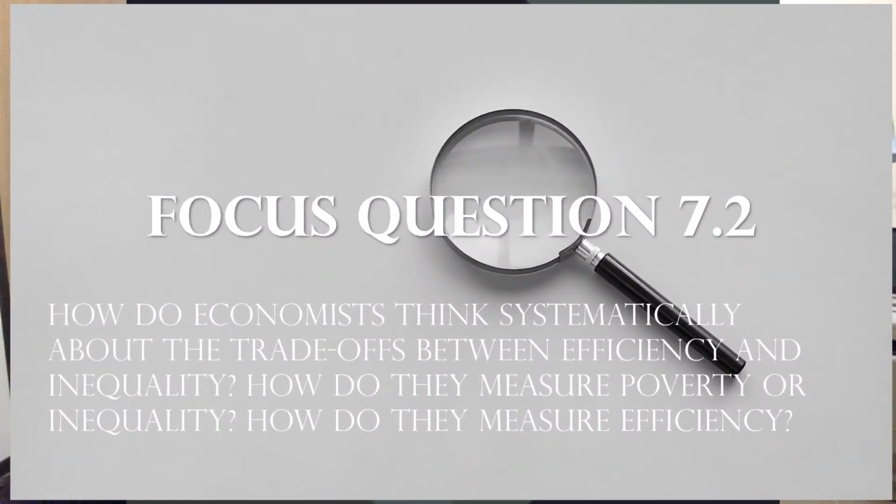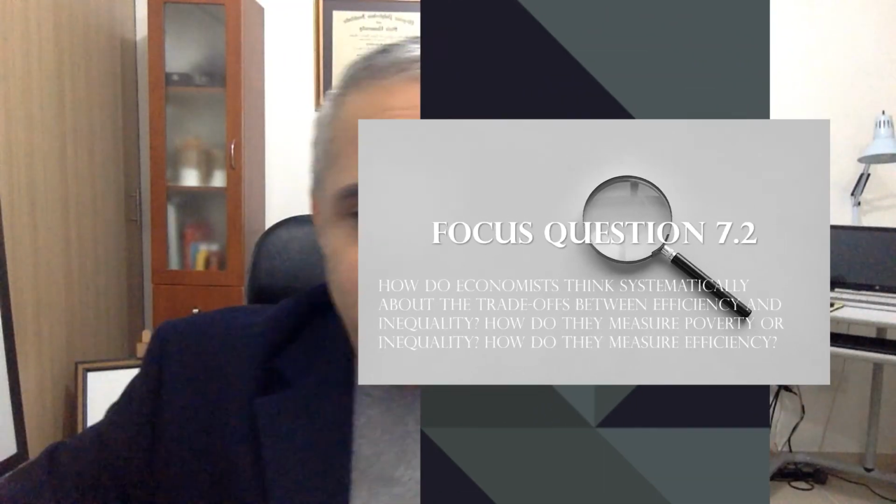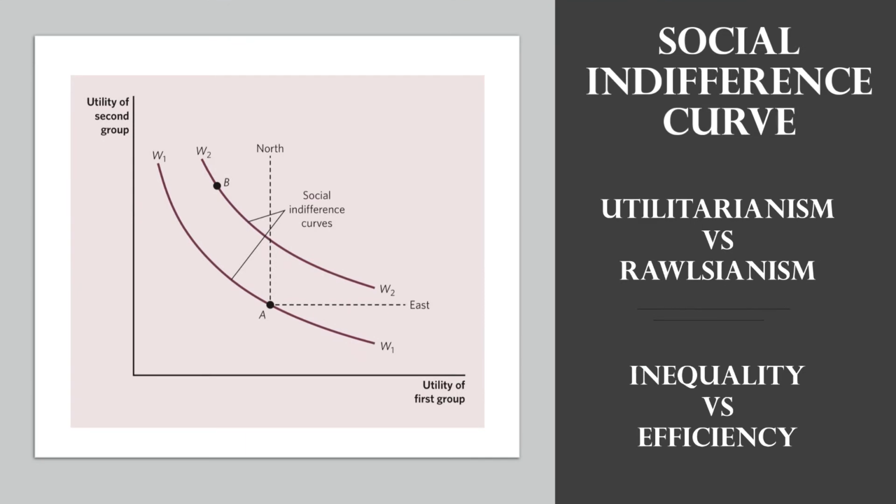So how do economists think systematically about the trade-offs between efficiency and inequality? How do they measure poverty or inequality, for example? How do they measure efficiency? Well, one way economists do this is by looking at a concept in economics called indifference curves. Okay? Now, indifference curves are those curves that show where an individual in an economy would be indifferent between any allocation of goods in an economy, right?